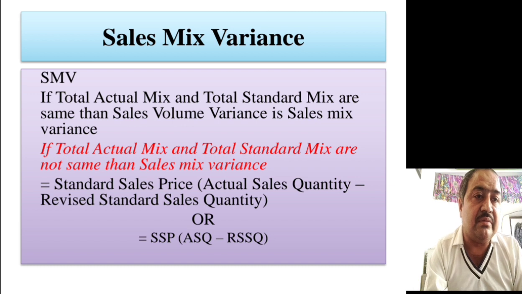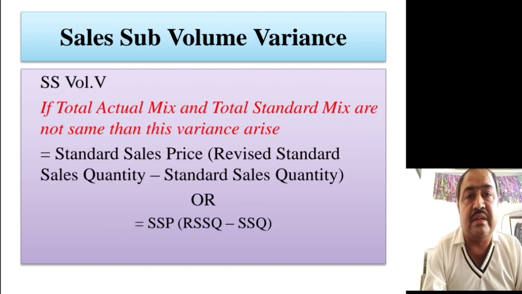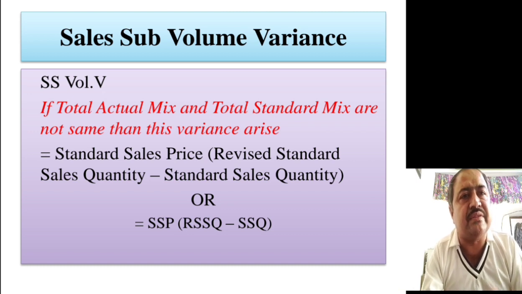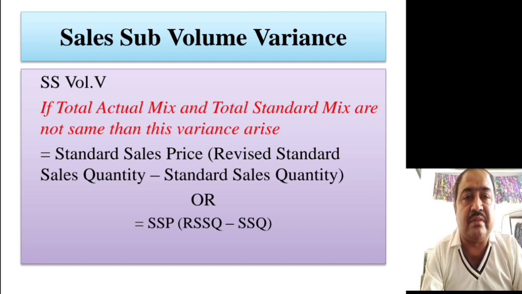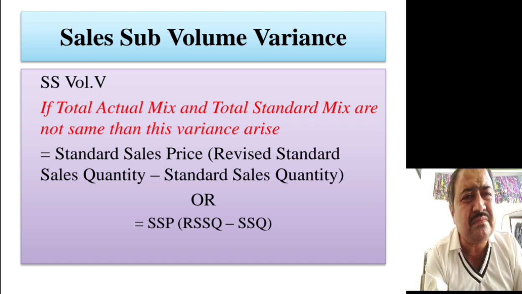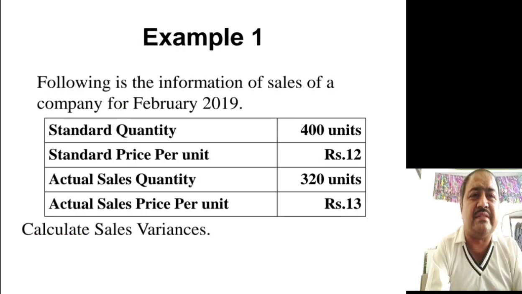Okay, standard proportion. And the sales sub volume variance arises if the sales mix variance is calculated on the basis of revised quantity, to complete the verification. So the sub volume variance is standard sales price into bracket revised standard quantity minus standard sales quantity. These are the 5 formulas of the sales variances. And let's see the example.